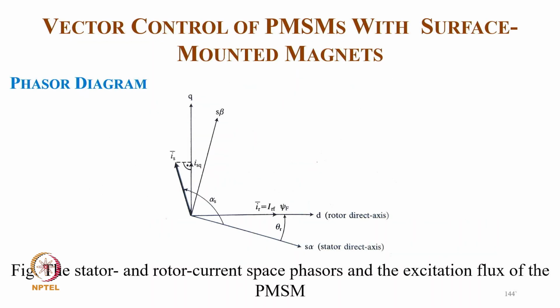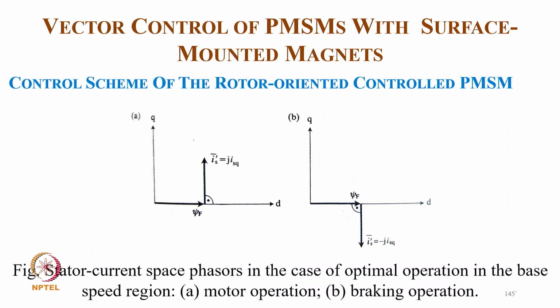Now this is the typical phasor diagram, stator and current space phasors and the excitation flux of the PMSM, where you have an alpha axis with theta_r, you have a d axis of the rotor, and at the quadrature you have a q axis, and at 90 degrees to the alpha axis you have a beta axis, and then you have the stator current corresponding to alpha. Now this is the typical case of the stator current space phasor in the case of optimal operation in the base speed region, typically motor operation and braking operation in the two cases.